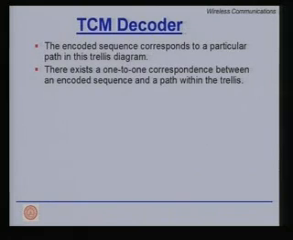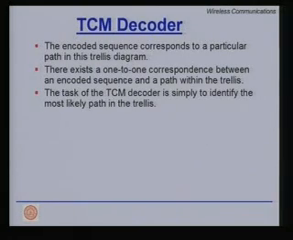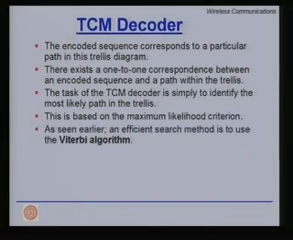The TCM decoder is similar to the Viterbi decoder, but here the metric will not be based on Hamming distance, but it will be based on Euclidean distance, right. The task of the TCM decoder is simply to identify the most likely path in the trellis, and again we can use the Viterbi decoder to do the decoding part.